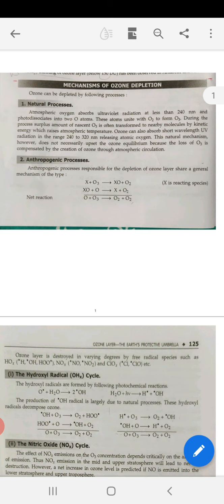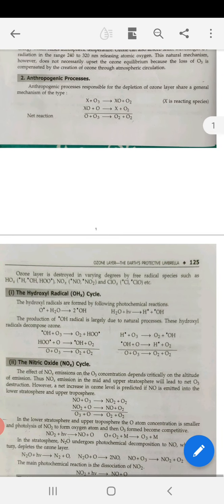Now, the second method of ozone depletion is anthropogenic activities. Anthropogenic processes responsible for the depletion of the ozone layer share a general mechanism of the type: X, the reacting species, reacts with ozone to form XO and oxygen. This XO molecule which is generated combines with an oxygen atom and forms an oxygen molecule, and regeneration of X takes place. And the net reaction gives: O3 plus O gives 2 O2.